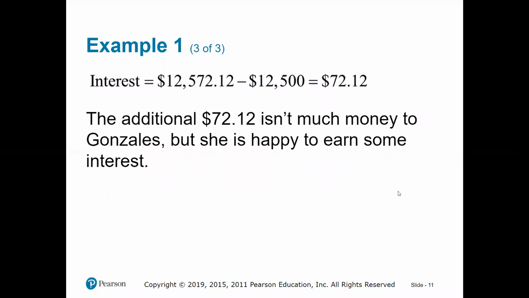The additional $72.12 isn't much money to Gonzalez, but she is happy to earn some interest. Obviously, if she had been able to leave it in a little bit longer, she would have seen more of a return, but then she wouldn't have the vehicle when she wanted it.